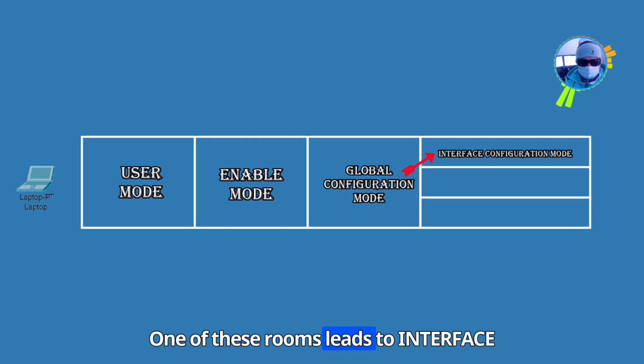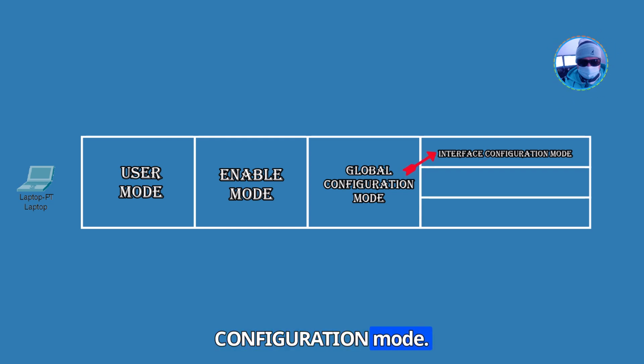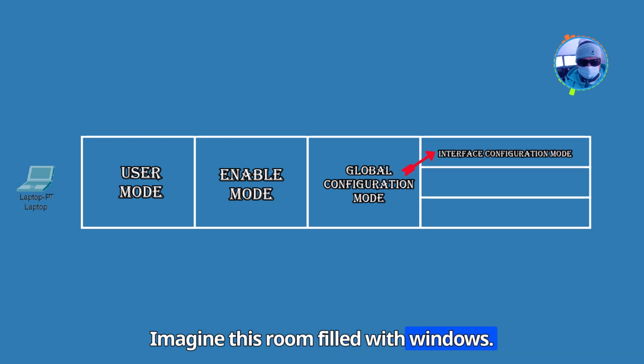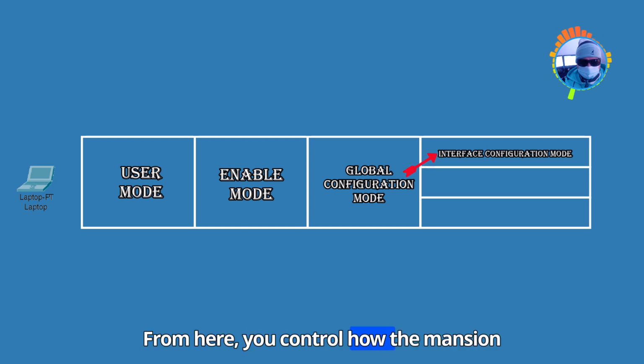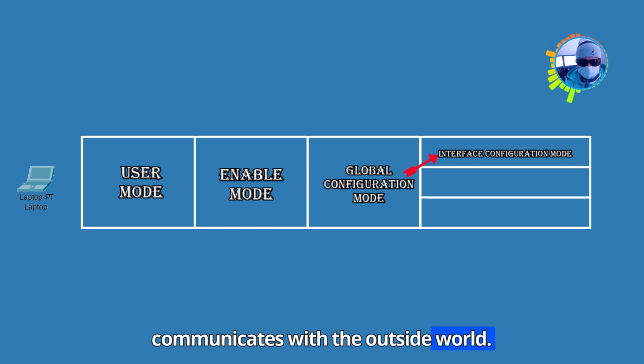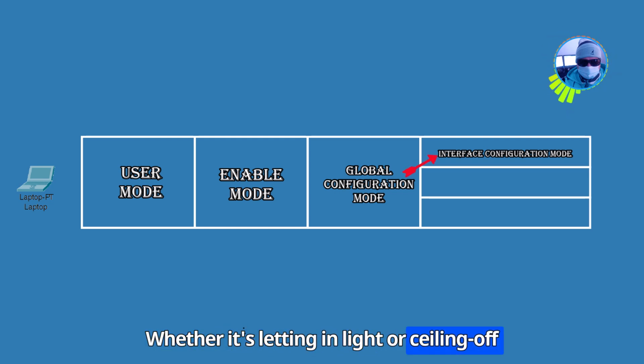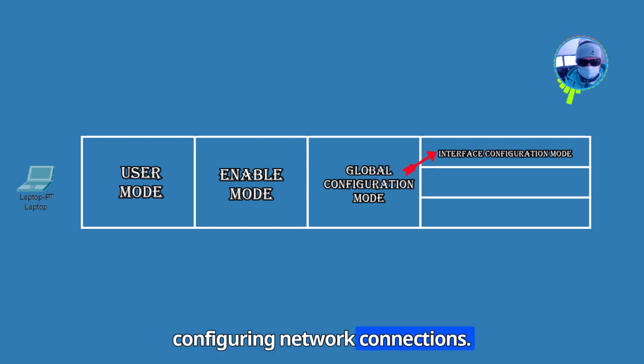Interface configuration mode. The windows to the world. One of these rooms leads to interface configuration mode. Imagine this room filled with windows, each representing a network interface. From here, you control how the mansion communicates with the outside world, whether it's letting in light or sealing off certain views, configuring network connections.